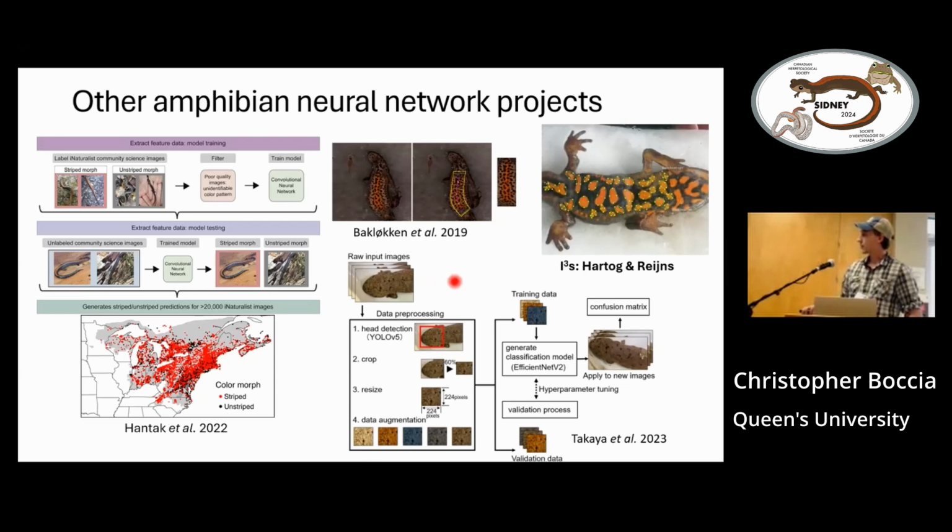People have done it for looking at color morphs and redbacks. There's been some work on newts as well, and Japanese giant salamanders. And of course, there's the program that's been out for a while, I3S, that works on salamander spots.